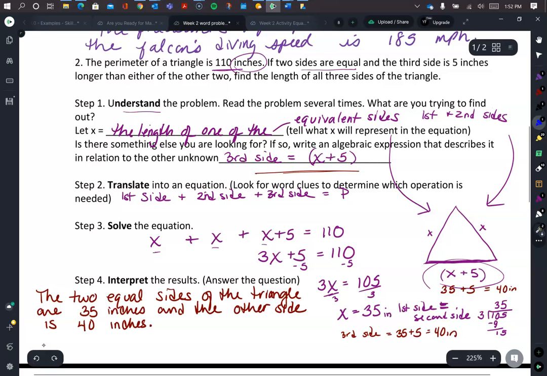So make sure you do a check, just to know that, is that in fact equal to 110? Yes, it is. And there we are.